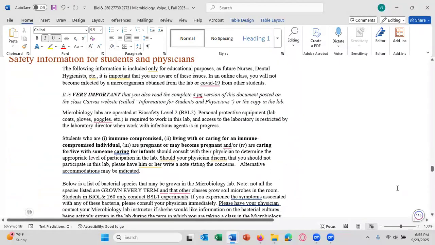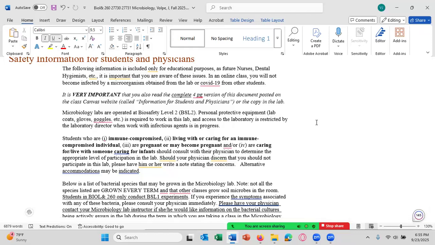Safety information for students and physicians. This is mainly for students who are attending an online computer lab at Clark College, but you do need to know this information for your own safety use as well as for the exams.